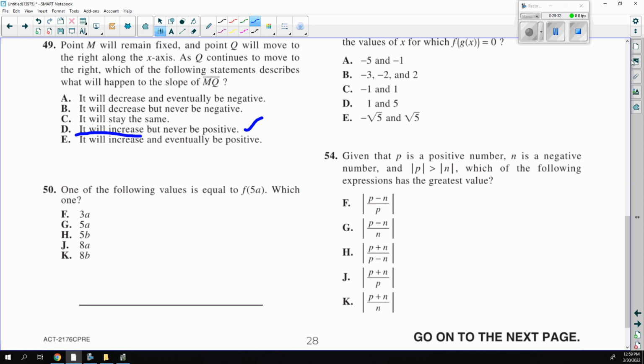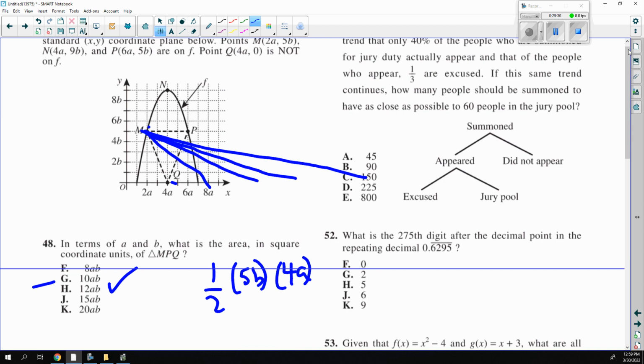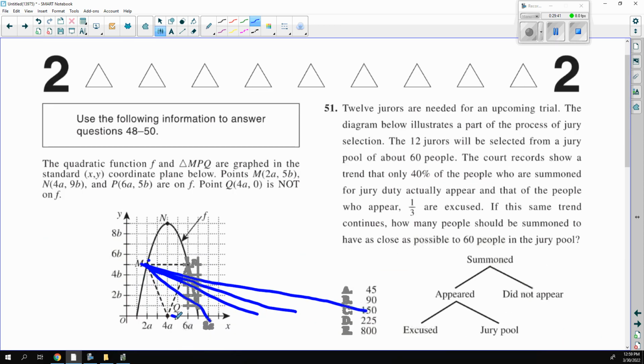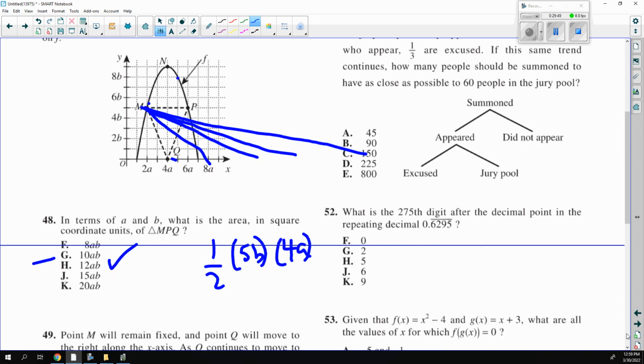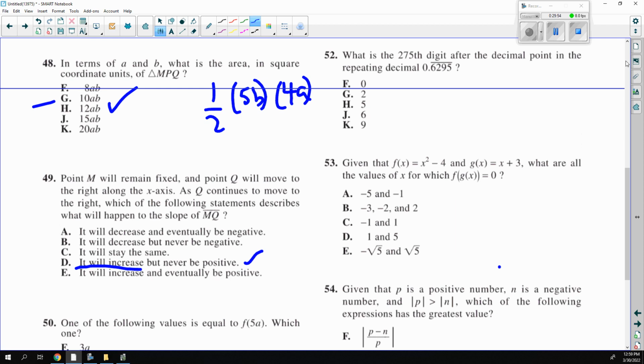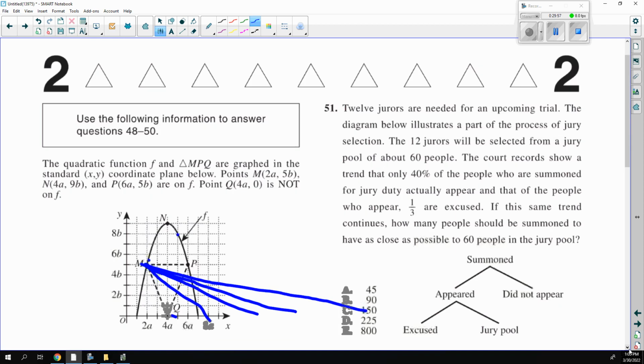This one's pretty basic. 5a plugged in. If you plug in 5a, that's x is 5a. Where does the graph go? Up, up, up. It looks like it hits here. Answer should be 8b, K for that one.